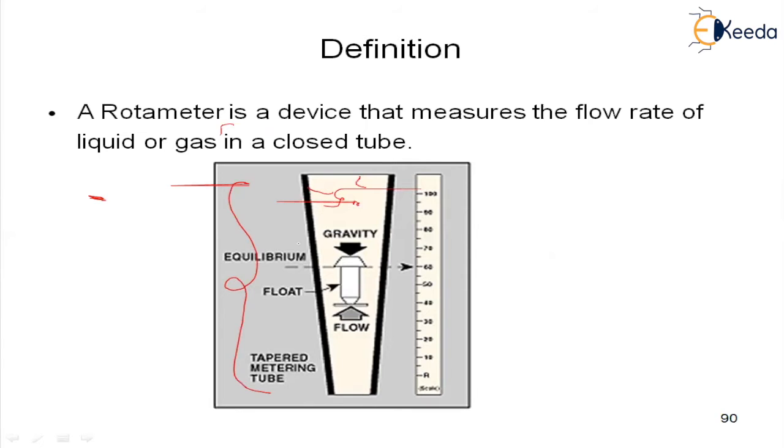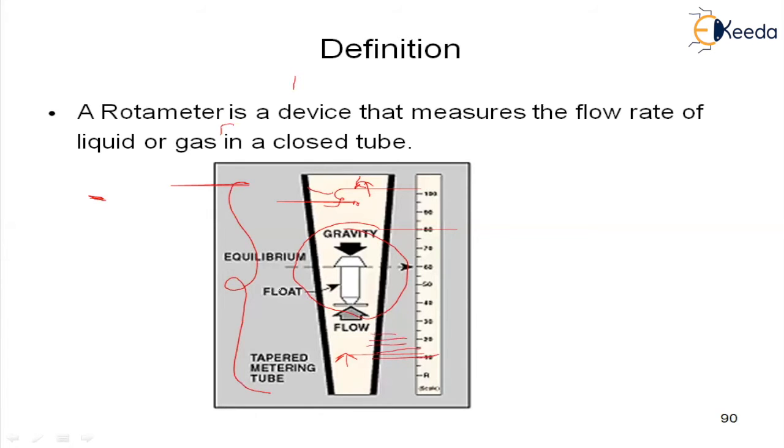In this rotameter, the main role is played by this particular float position, my dear students. This float plays the main role in the measurement. The liquid is moving from bottom to top, my dear students, for the measurement of the flow of the liquid or gas, and it is a tapered metering tube.